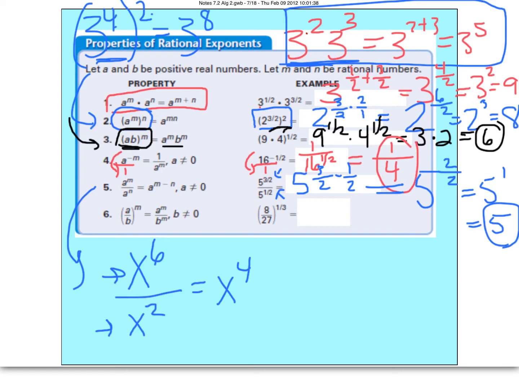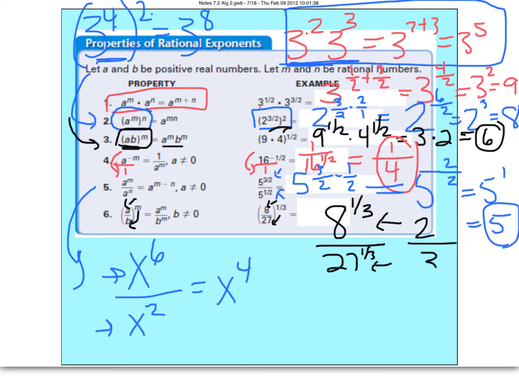And then the number 6 is very similar to number 3. If we have an exponent on the outside, but there's a fraction on the inside, everything on the inside of those parentheses gets the fraction, or that exponent. So I'm going to put the 1/3 to everything here, which gives me 8 to the 1/3 over 27 to the 1/3. This just says the cube root of 8. Cube root of 8 is 2. This one says the cube root of 27, which is 3. So this nicely simplifies down to 2/3.